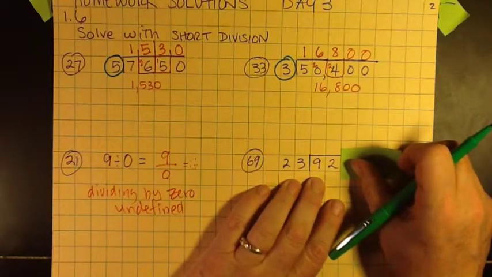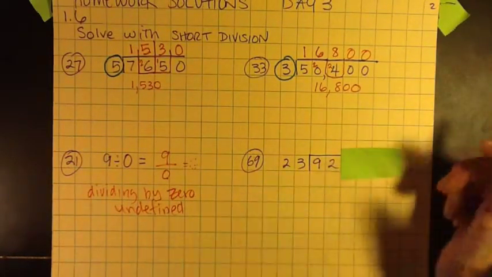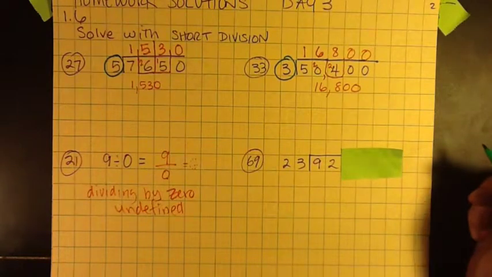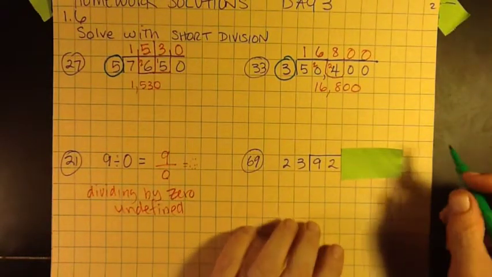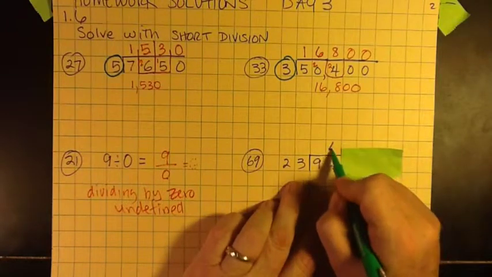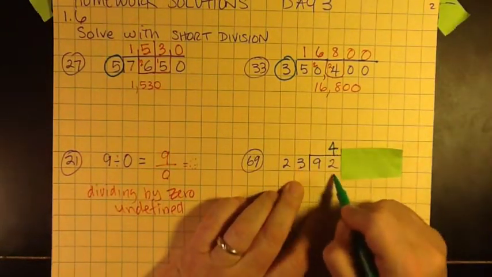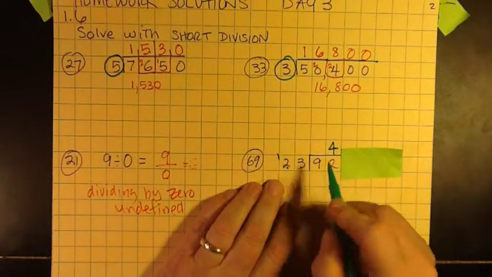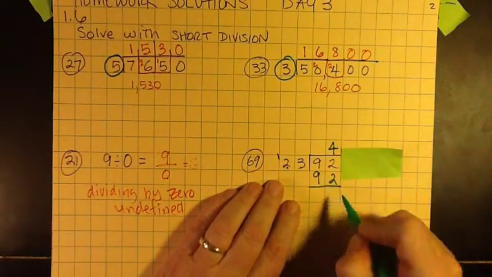And I'm going to guess that 23 will fit into 92, let's see, probably 4 times. Let's test it. 4 times 3 is 12, carry the 1. 4 times 2 is 8, plus 1 is 9. Well, wasn't that nice? It worked out perfectly.